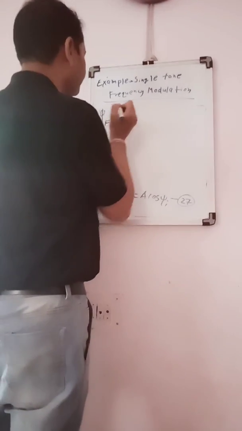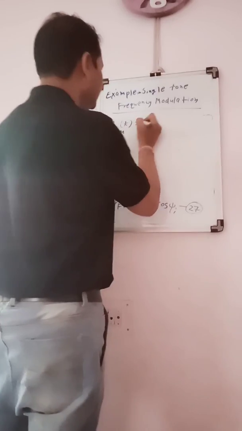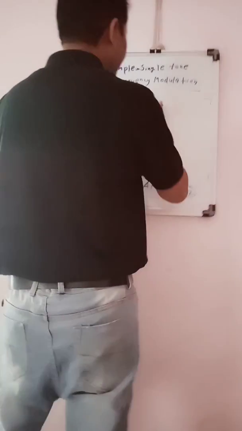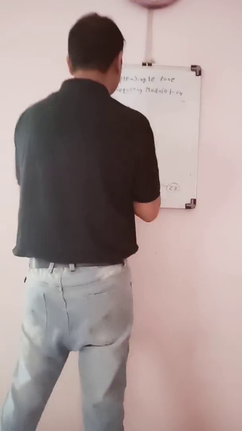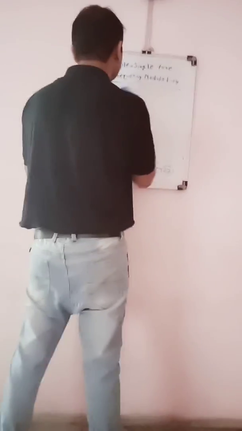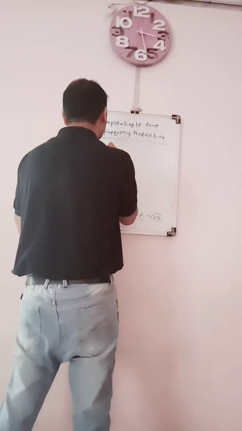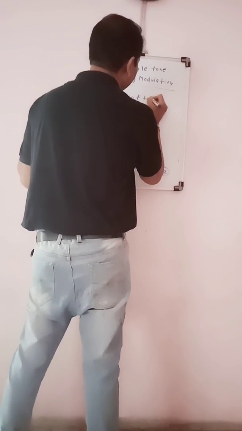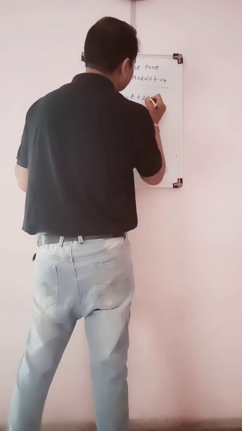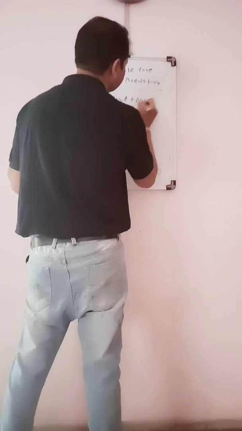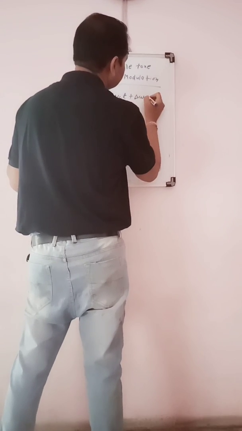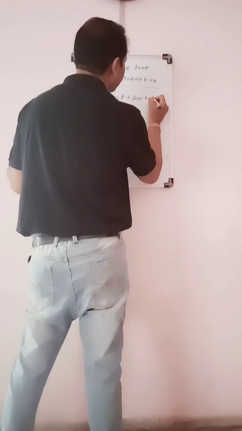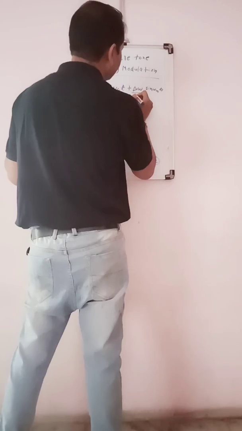Psi FM(t) is equal to what? The expression which I have written earlier, I will correct it, because I skipped some things. I got psi i is equal to omega c t plus delta omega, then delta omega and sine omega m t, the expression which I got.